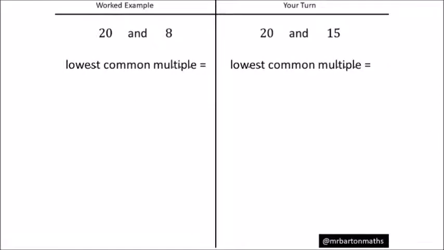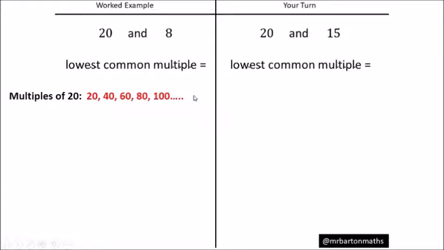Okay, it's a new skill. Let's find the lowest common multiple of a pair of numbers. So we're using the same numbers from last lesson, but instead of finding the highest common factor, we're now looking for the lowest common multiple. So if we're thinking about multiples, let's list the multiples of 20 to begin with. So my multiples of 20 are just the 20 times table. So I'm going to count up in 20. So it's 20, 40, 60, 80, 100, and so on. So I'm just going to list the first few, and hopefully that should be enough.